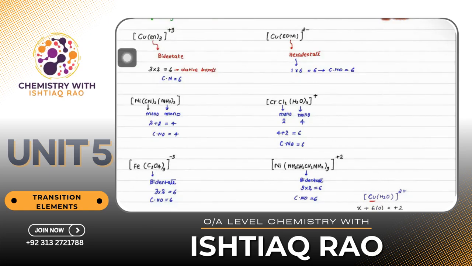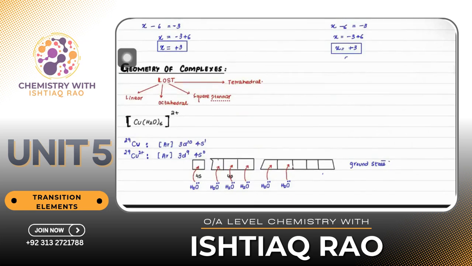Then we have to discuss the geometry of complexes. We would be discussing that there are 4 types of geometries. We have linear complexes, then octahedral complexes, then square planar complexes, and then tetrahedral complexes.